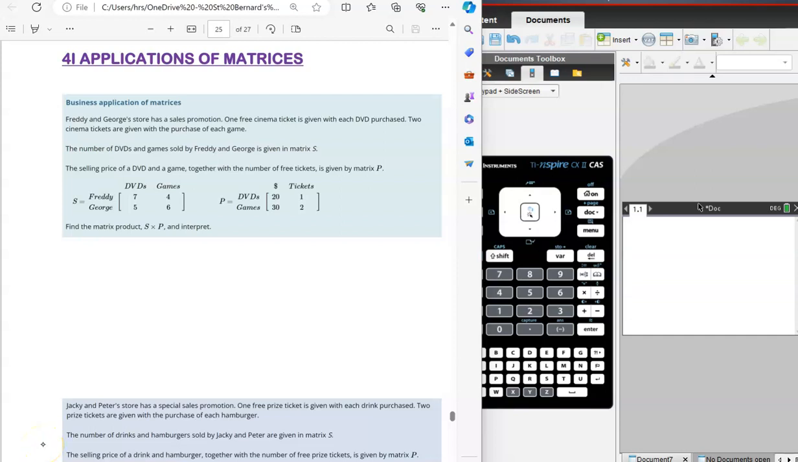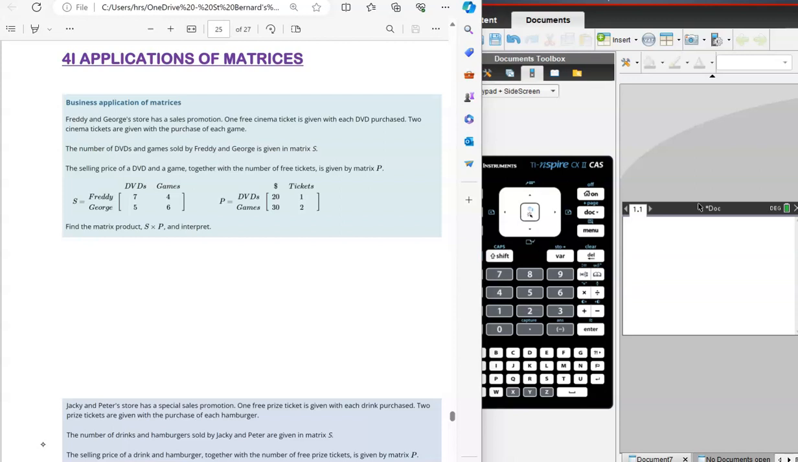Okay, so today we've finished pretty much all of what we're going to cover this year on matrices. So now in this chapter we're going to do a little bit more application questions, a little bit more of a scenario and how we can work it out. So let's go through this one.